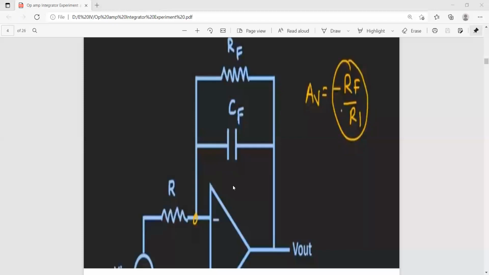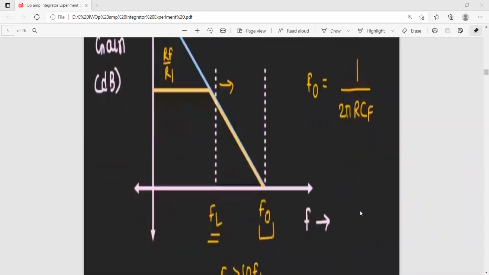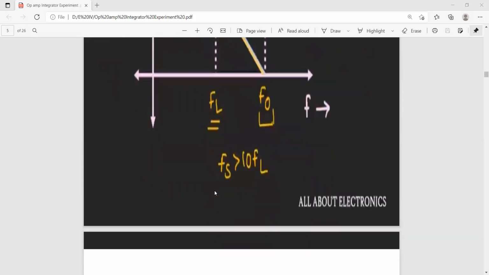Based on the values of R and CF, the formula is F0 equals 1 by 2 pi R CF. FL is equal to 1 by 2 pi RF CF. So this is the general formula. This F0, where the gain is 0, depends on the input R and the capacitance, and this cutoff frequency depends on the capacitor and the parallel resistor connected to the capacitor. So that is the formula.